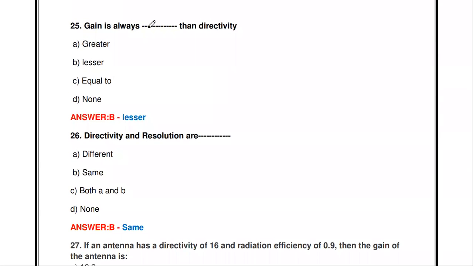The next one, the gain is always dash than directivity. The gain of the antenna. There are so many parameters of an antenna: antenna gain, antenna directivity, beam width, bandwidth, and so on. So the antenna gain is always dash than directivity. Greater, lesser, equal, none. Lesser. The G value is always lesser than directivity, since the gain formula is that the gain G is equal to the efficiency k into D. Okay, this is the formula. So that's why the gain is always less than the directivity.